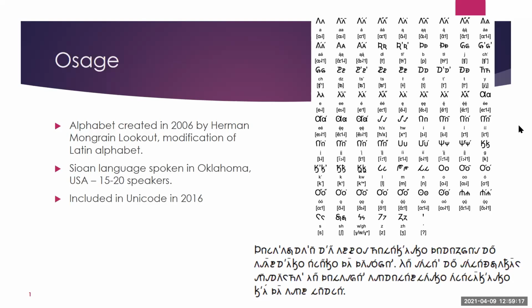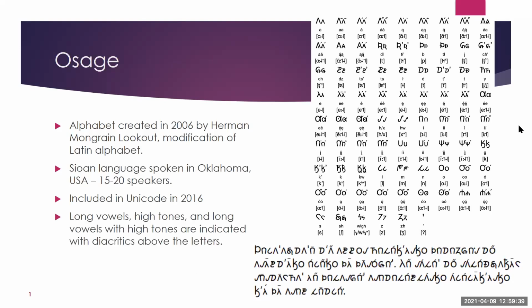I have not really talked about Unicode that much, but I think everyone knows it's the body where you submit, it's difficult to explain, but you submit the writing systems to Unicode, and if they accept it, then you are able to use it on the computer, on the phone, and on the internet. And then I try to just include something interesting about each system. So this one is an alphabet, but long vowels, high tones, and long vowels with high tones are indicated with diacritics above the letters. You can see that in the example below. And here's another one.